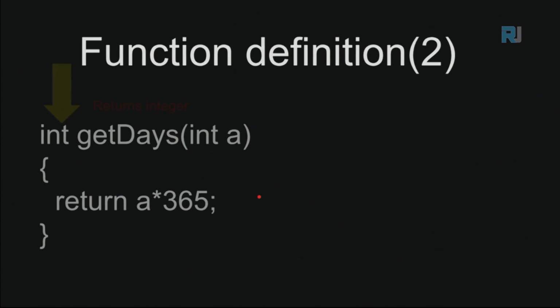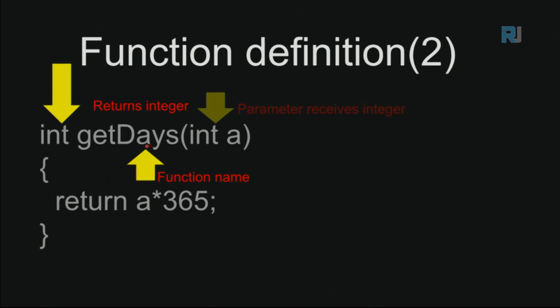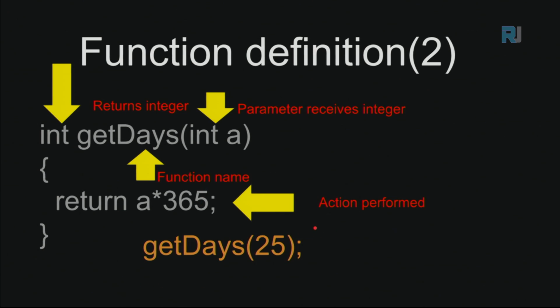And this is another function, and return is an integer now. Before it was void, and this is a function name, and this is a parameter that it receives. This function receives an integer. And because the name says get days, this function receives a, and let's say a is age, and this function multiplies it by 365, which will give the number of days a person has lived. And this is an example of how it's used.